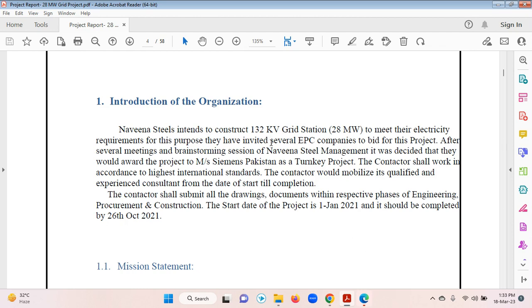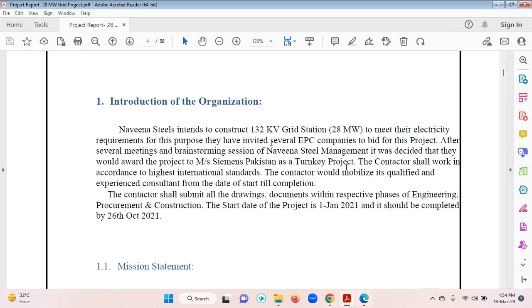For this project, we invited several companies, several vendors, and we were particularly looking for a company who have done an EPC project, because we did not have the team to do this project. So we were looking for an EPC team, and one of the teams who bid for it was Siemens Pakistan. After having successful visits and meetings with them, it was further decided by management to award this project to Siemens Pakistan as a turnkey project.